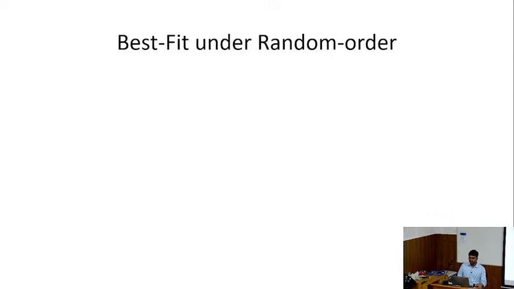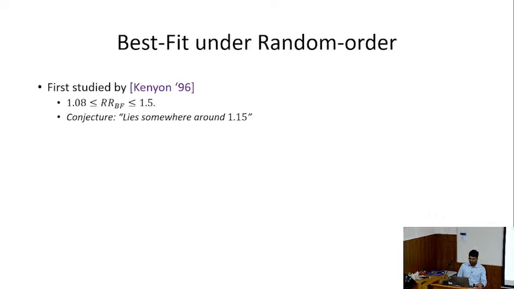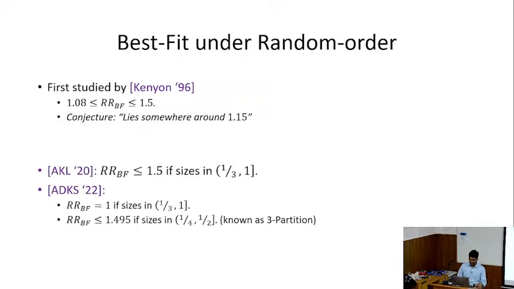Okay, so we are interested in studying best fit under random order. This was first studied by Kenyon in 1996, who showed that the random order ratio of best fit lies in between 1.08 and 1.5, and she also conjectured that it lies somewhere around 1.15. There have only been improvements in special cases, but in the general case, we don't know whether 1.5 is the correct ratio or not.